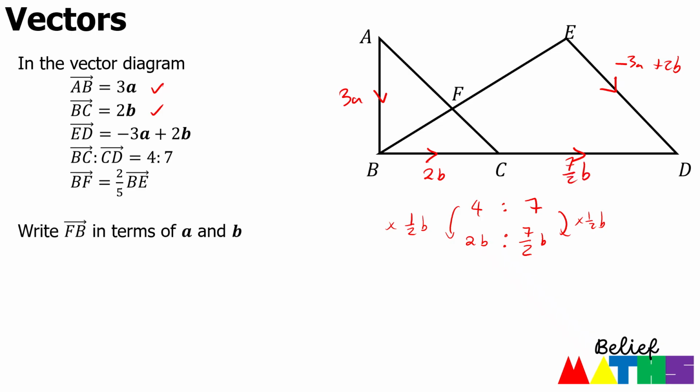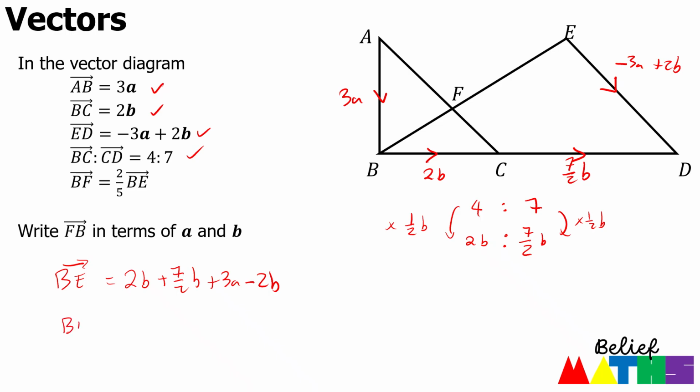And I like to go through this and fill in as many as I can as I go along. And then finally, so this is BF is 2/5 of BE. Okay, so let's work out BE first. So to get from B to E, I'm going to go B to D, and then I'm going to go D to E. So that's going to be 2b plus 7 over 2b plus 3a minus 2b. Because we're going against the arrow here, we change both these signs, so it becomes a plus 3a and a minus 2b.